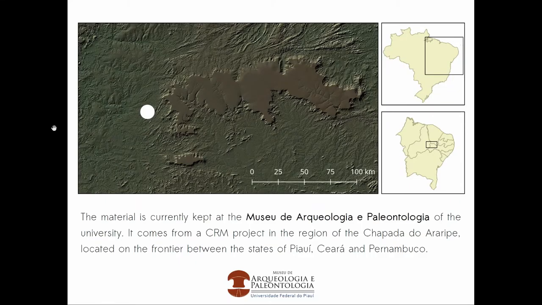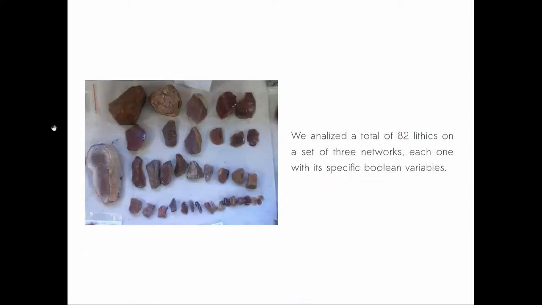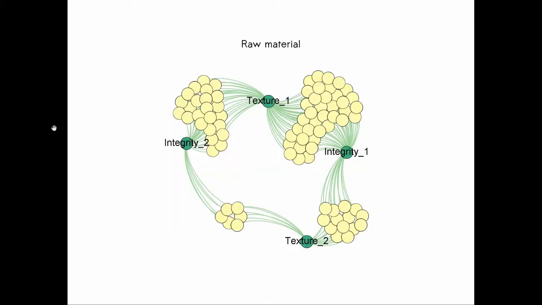So we've been using material from the Chaîne Guarani, which is in the same region, northeastern Brazil. It's kept at the university I'm working at. And it's really a small amount of lithic material, only 82 pieces. And we've been using the same method, two-mode networks with Boolean variables, true or false. So we have the first network of raw material, classified by the integrity of the raw material and batch term.